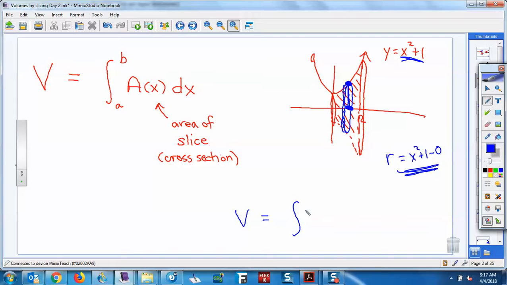Now, what's my volume? Well, it's my area of this slice. This slice is a circle. So it's going to be pi times radius squared, and then my thickness, dx, and then that's going to go from where to where? That integral is going to go from where to where?